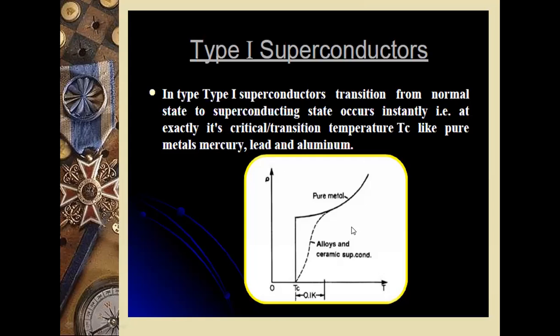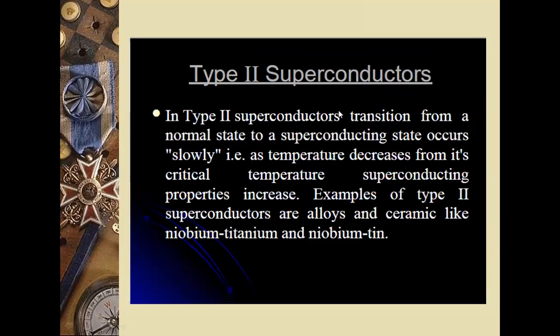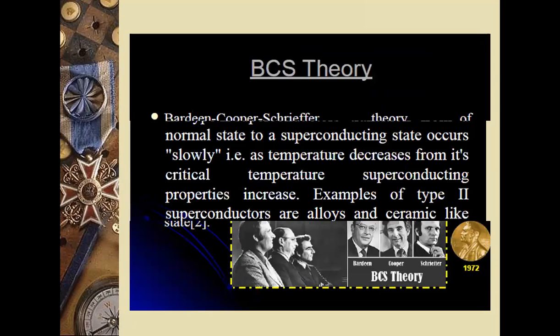In a type 1 superconductor, we know that resistivity suddenly becomes zero. Type 2 is usually alloys. They don't show the sudden drop. I don't want to repeat it again, but type 2, as you already know, is slow: it decreases resistivity very slowly.